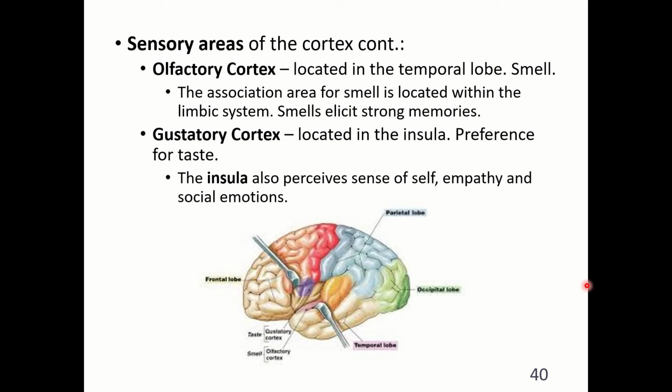So don't forget, the primary cortices are where the information is directly sent to or sent from, for like the motor. And then the association cortices are where the memories are stored. And so between both primary and association cortices, integration can occur.